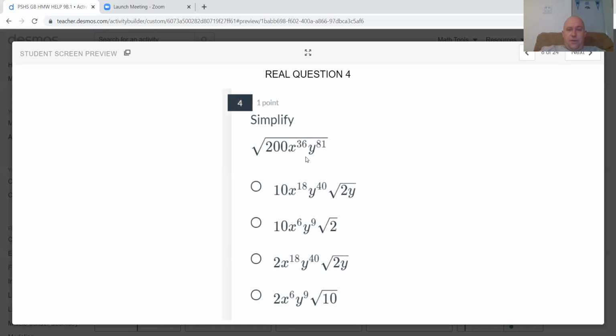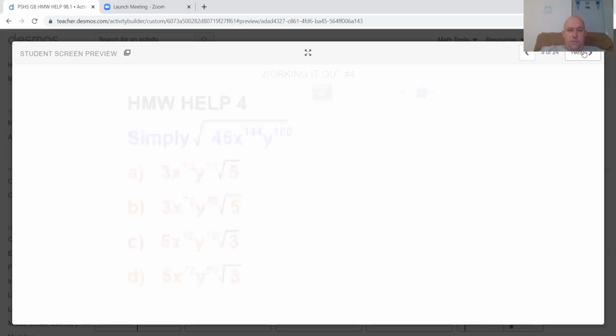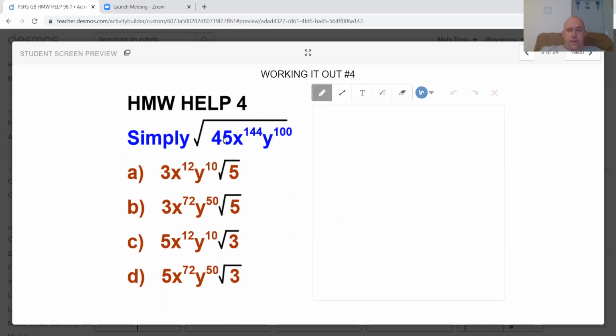Simplify square root of 200, x to the 36, y to the 81. Well, the similar one I made up is this. So first thing I'll be checking is what is the square root of 45? Now, personally, I actually do the letters first because they're easier to do. So remember, for the square root of things with variables, you just halve the exponent. So half of 44 is 72, and half of 100 is 50.